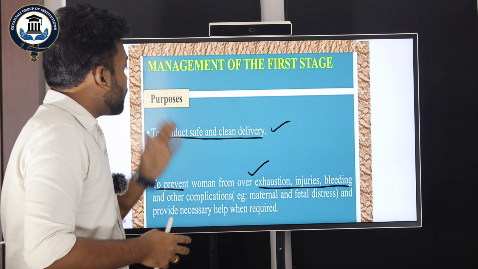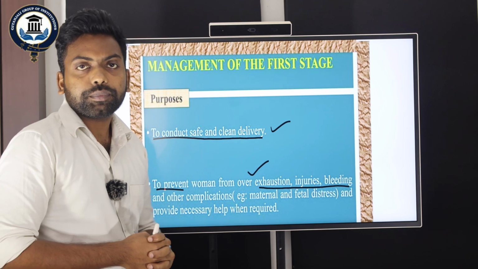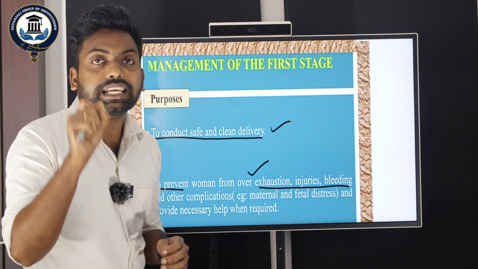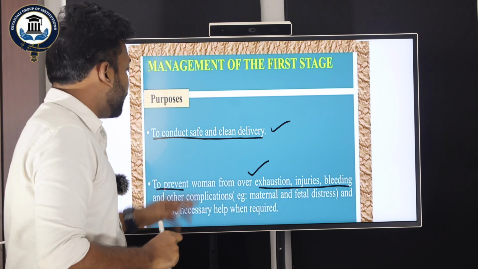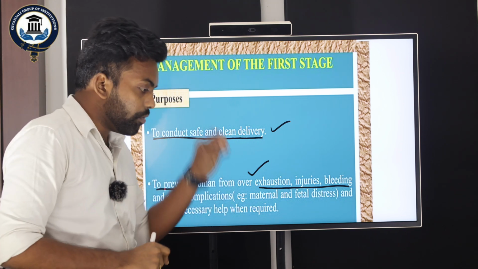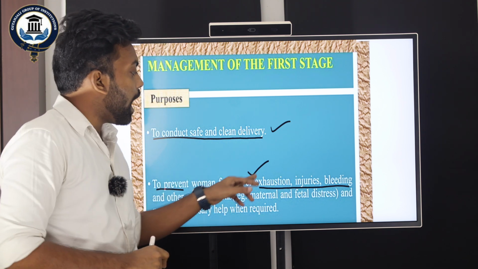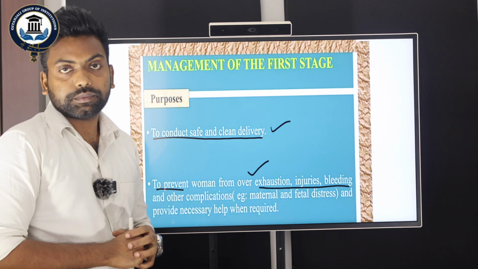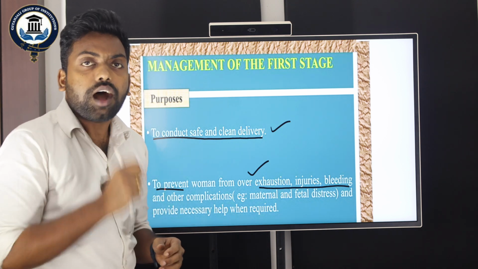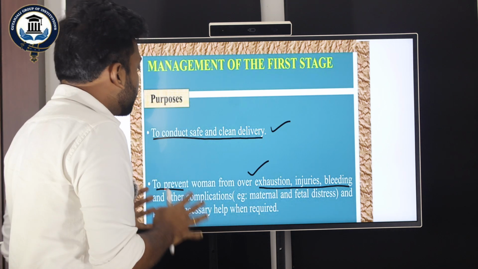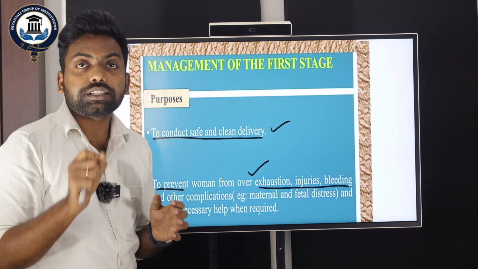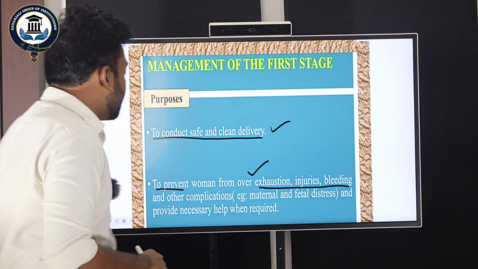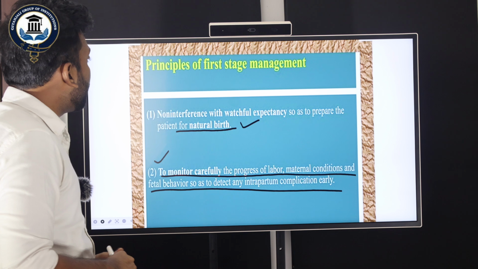What is the purpose? The first one is to conduct a safe and clean delivery. Absolutely, when we conduct the delivery process, it must be with sterile technique, and clean also. We must also focus on prevention of exhaustion, injuries and bleeding of the mother as well as the baby. Always we must focus on those things. We must focus on prevention of maternal and fetal distress. So that is absolutely our purpose.